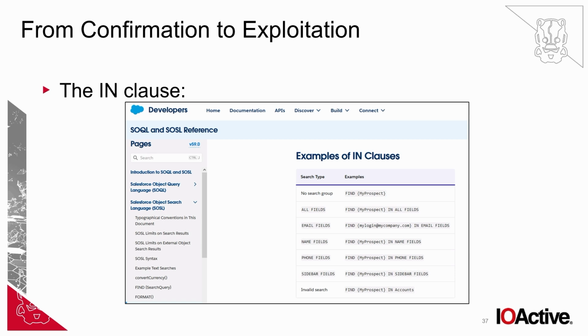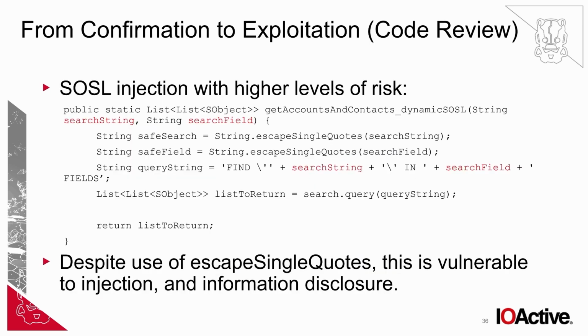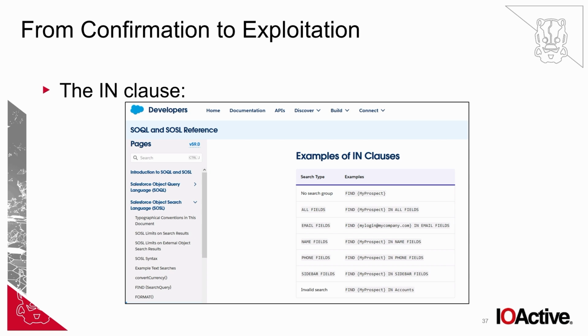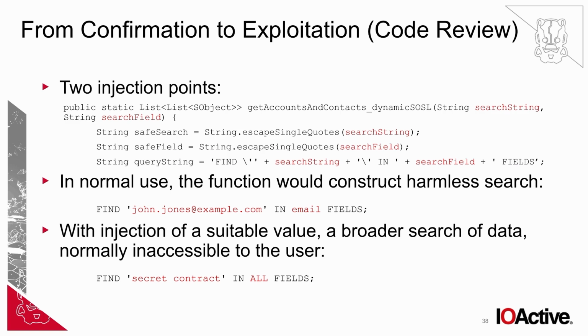If this was being populated from a drop-down list allowing somebody to search email or telephone number, and you intercept it in Burp and change it to ALL FIELDS, that would cause the SOSL search, because of the way SOSL works of querying all objects, to go through and identify the search term in all fields. I've tried to clarify it a bit there.